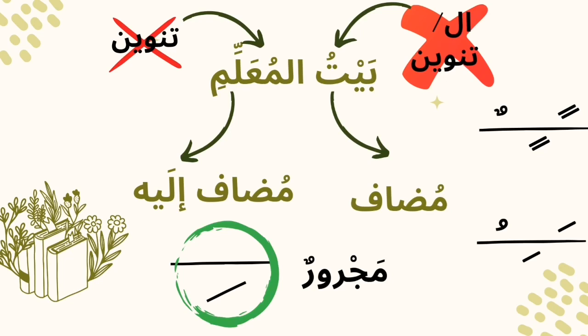And normally when any word has an alif lam prefix to it, it will never have a tanween. And mudafun ilayhi will always be in a majroor state. A majroor state is where the word is having a kasra. Therefore, the word is called majroor.